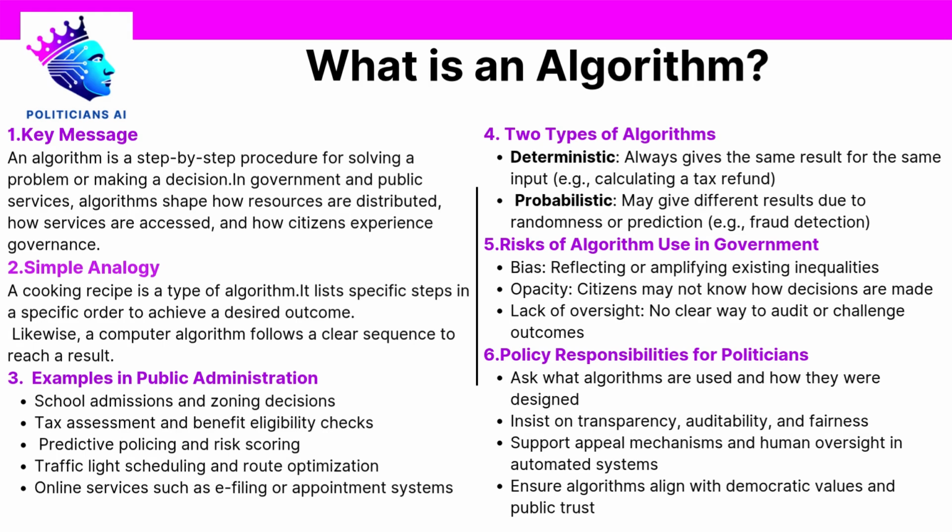First, make sure public sector algorithms are transparent. Second, insist on clear appeal mechanisms. And third, make sure that humans still oversee decisions, especially in areas like healthcare, education, and legal status.